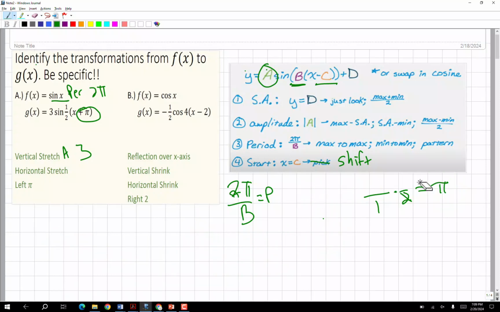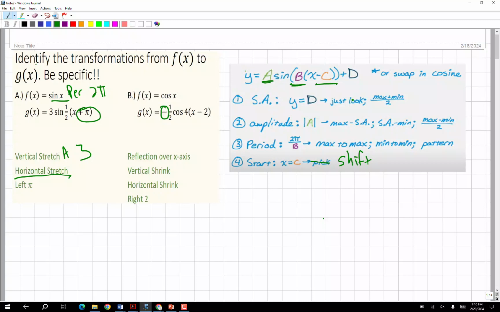So let's take a look at the next one. So I want to look at that horizontal stretch too. Reflection over the x-axis. This negative right here tells me there's a reflection over the x-axis. Again, the number in front of sine or cosine tells me A, which is the amplitude. So that's my vertical shrink. Why? Because it's a half.